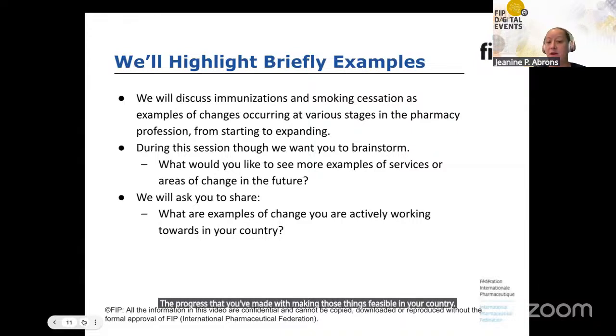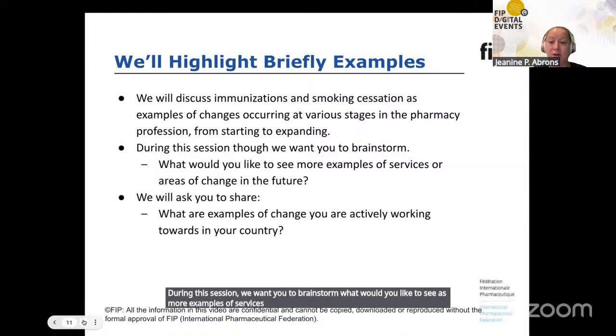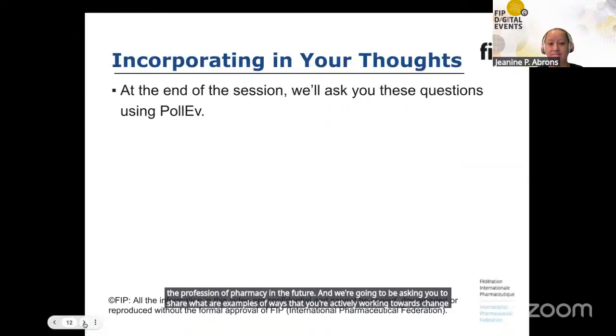During this session, we want you to brainstorm what would you like to see as more examples of services or areas that you're looking to make changes in for the profession of pharmacy in the future. And we're going to be asking you to share what are examples of ways that you're actively working towards change in your country.